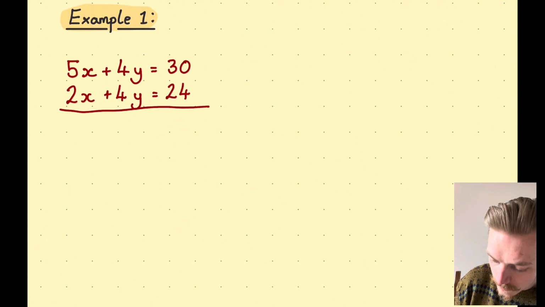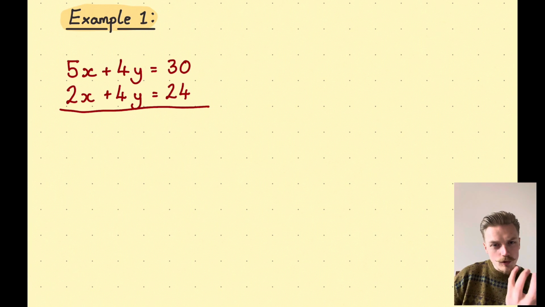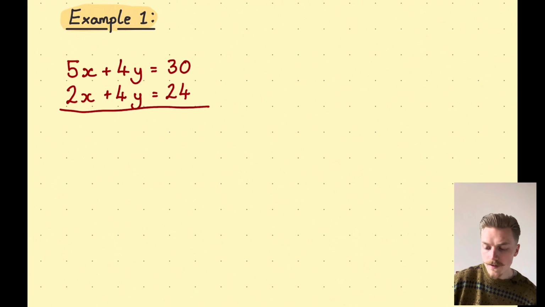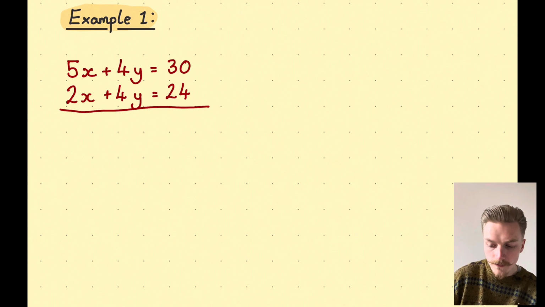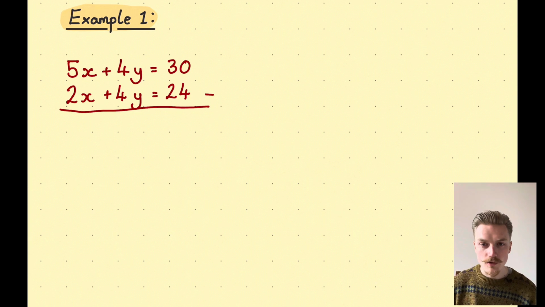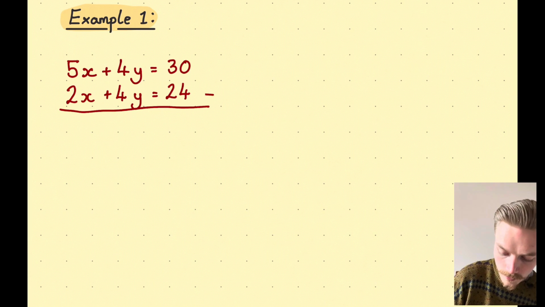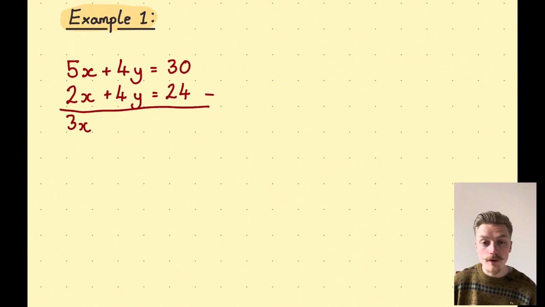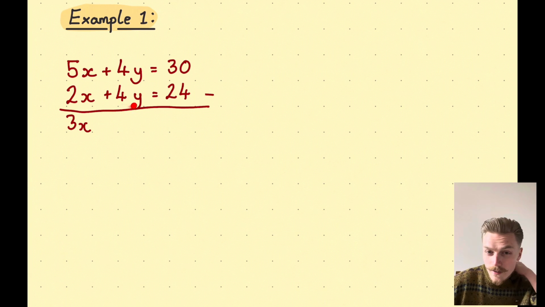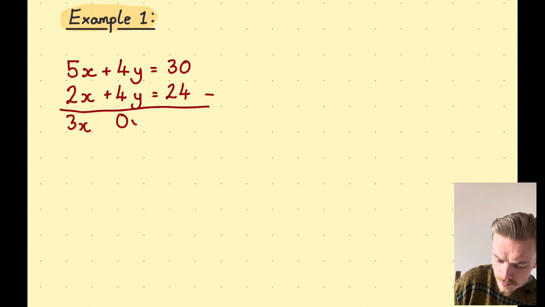If I just draw a line under there, and I imagine that I'm subtracting all of this second equation away from the first. So imagine that's a subtraction. And let's think carefully about what's going on. I've got 5x's and I'm subtracting 2x's from it. Well, I'd then have 3x's left, wouldn't I? I've got 4y's here and I'm subtracting 4y's from it. So I'd end up with 0y's.